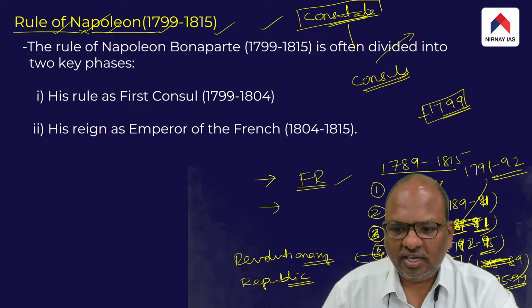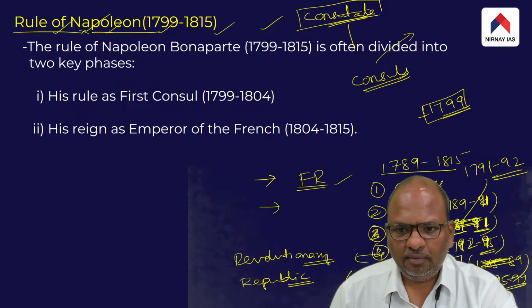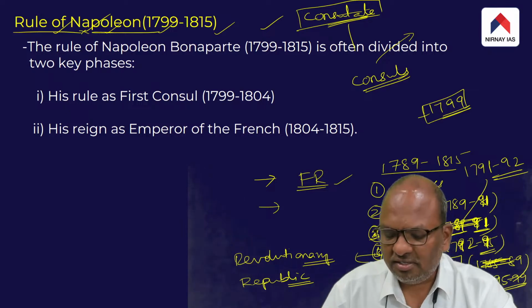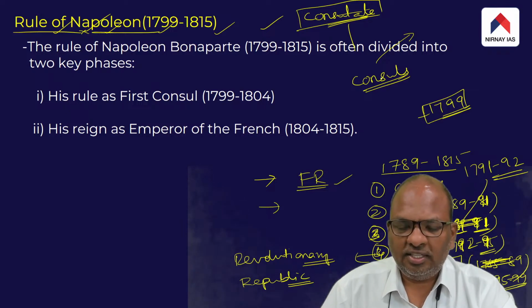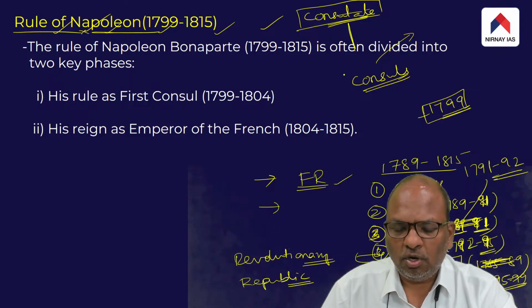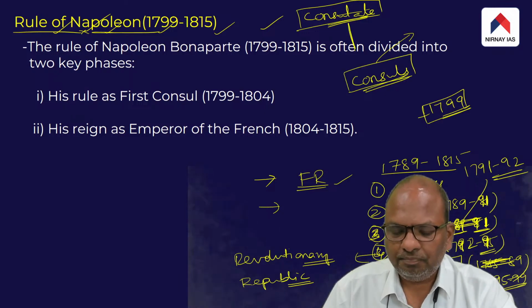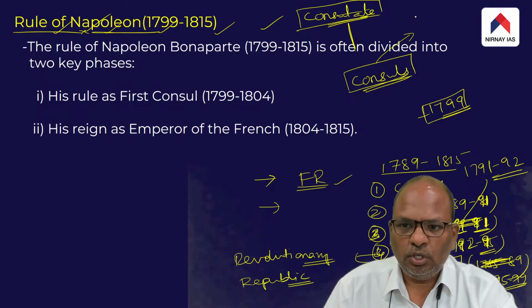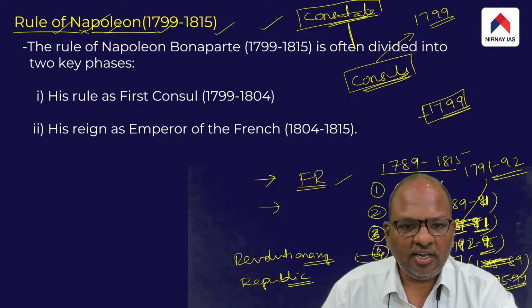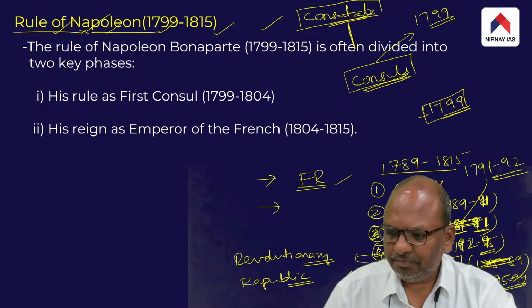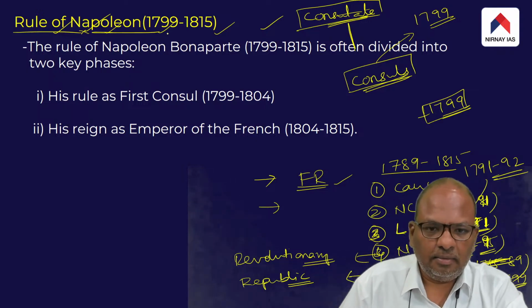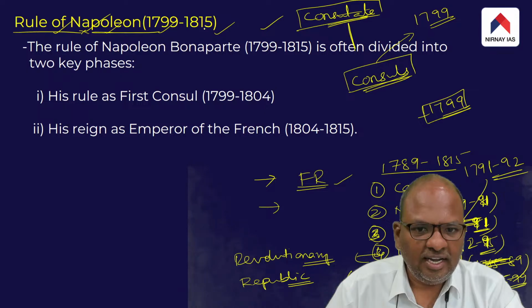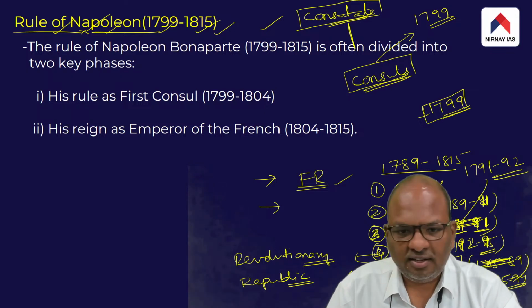Let me repeat this point once again. After the overthrow of the Directory, a Consulate was established in France. The executive power was kept in the hands of three consuls, but though there were three consuls, most of the powers were kept in the hands of the first consul. In 1799, Napoleon was appointed as the first consul. Between 1799 and 1815, France was under the rule of Napoleon.